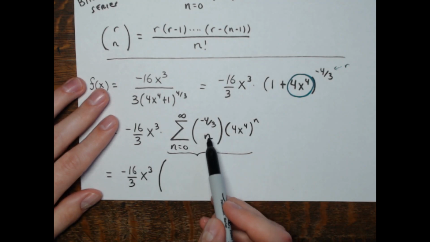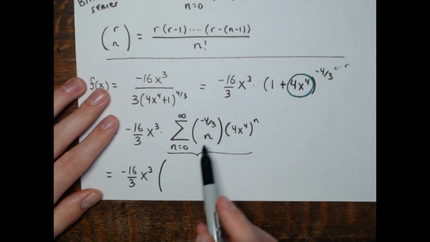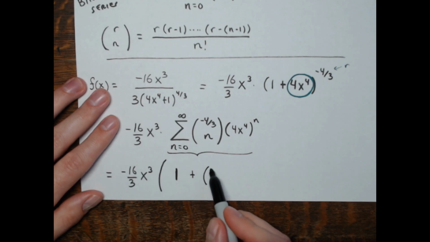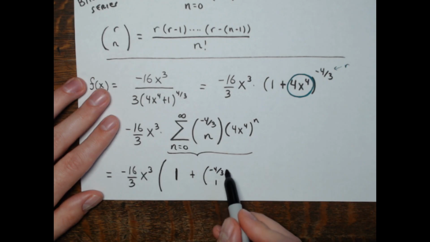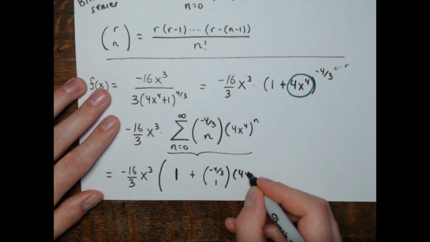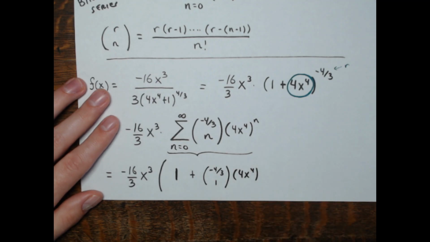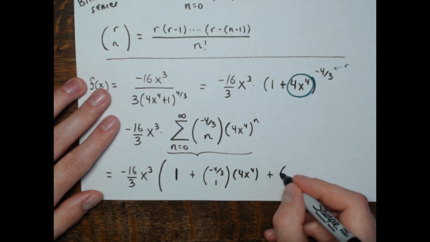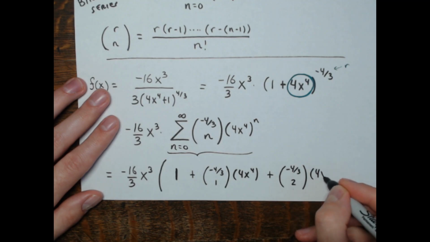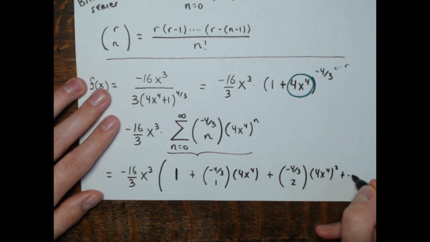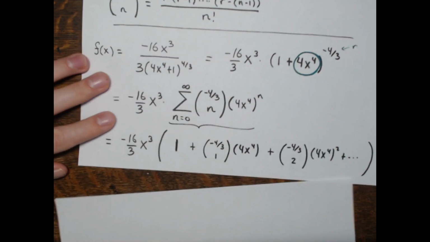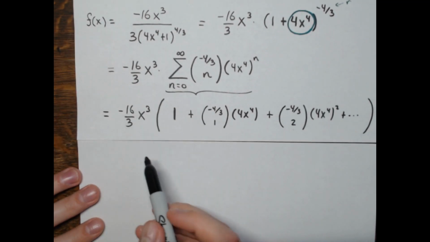Now remember, negative 4/3 choose 0 times something to the 0, that's all 1. Plus, then negative 4/3 choose 1, which will just be negative 4/3 times 4x to the 4th to the 1st. Then plus negative 4/3 choose 2 times 4x to the 4th squared, and then you'd have a bunch of other terms after that. Now I'll write out what these are, and then we'll distribute the negative 16/3 x cubed.